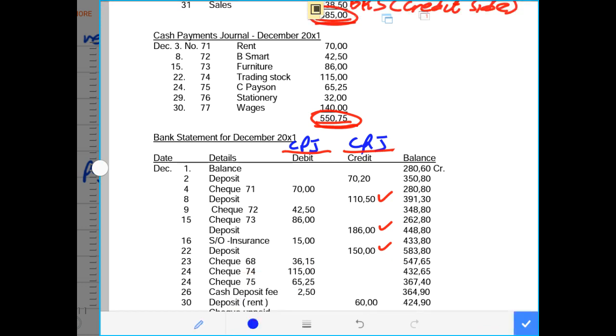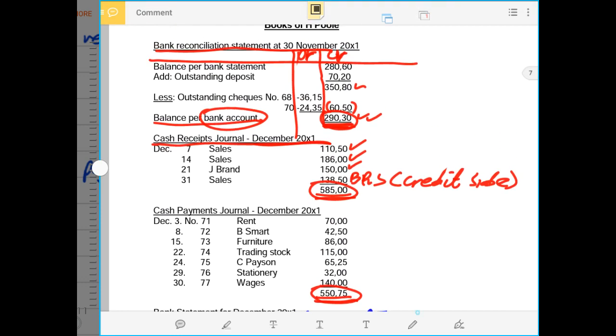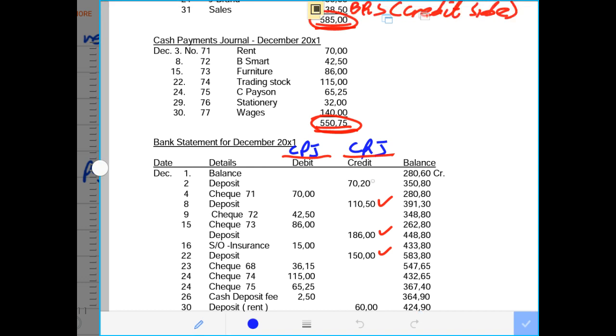Which of those figures is the 70 rand 20 cents that is not marked? Does it appear in the previous BRS? Let us check. Yes, there is 70 rand 20 cents on the credit side of the previous bank reconciliation statement. Do you see that? It's on the credit side, and we compare that with the credit side of the current bank statement. So we tick that, and remember, if the figure appears on both sides, you do nothing about it.